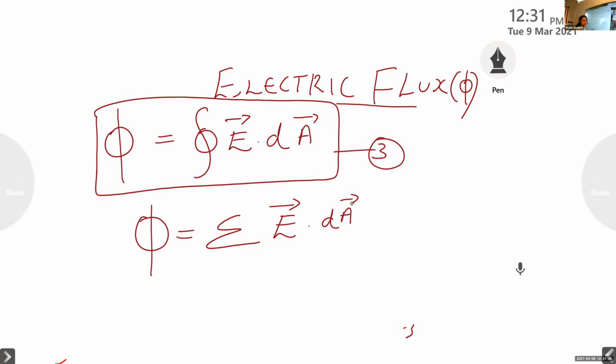Why? Because integration is known as repeated addition. What is integration? In mathematics, you have already studied that integration is repeated addition. So instead of this surface integral of E dot dA, we can write the summation of E dot dA. Clear?